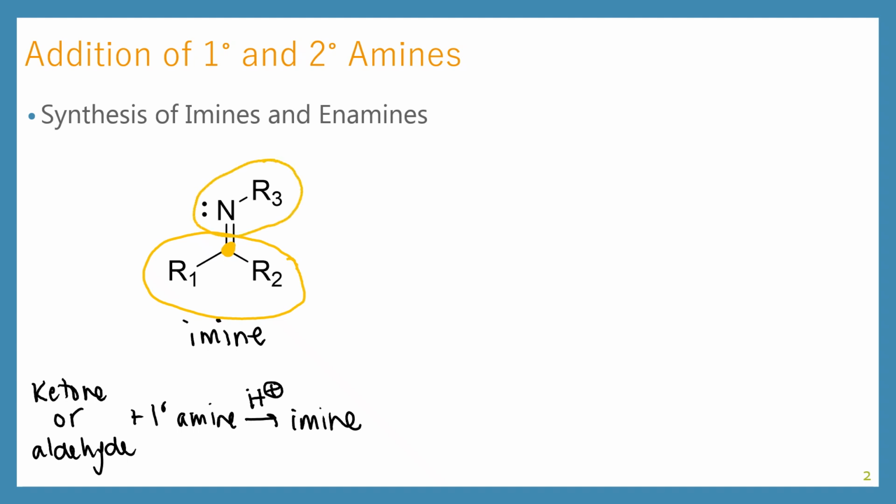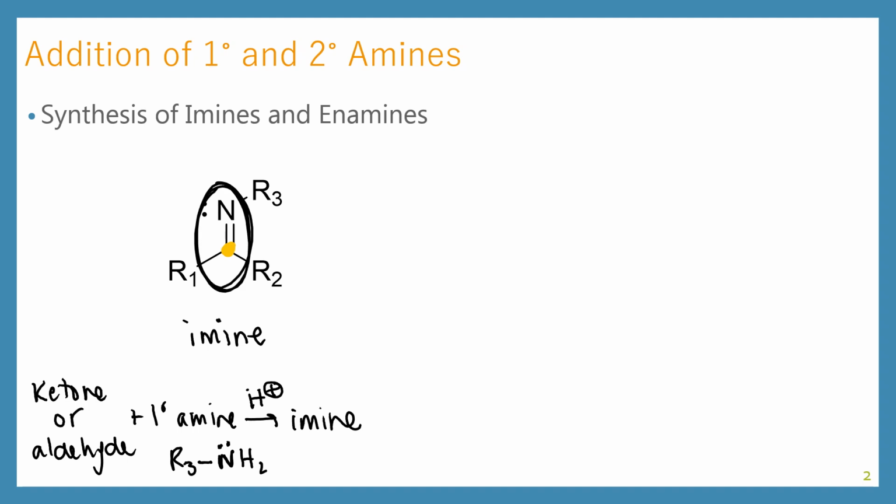Now one thing you want to notice is that a primary amine is going to have the format of NH2 with an R group on it. Notice that there are no hydrogens on this nitrogen anymore because the bonds that would have been made to hydrogen are now actually made to carbon. So an imine is a nitrogen with a double bond to carbon and a single bond to another carbon.